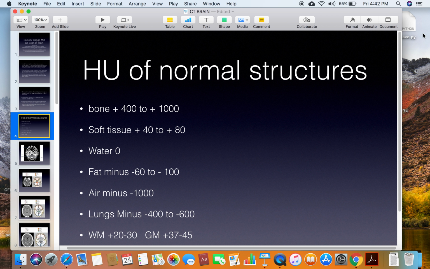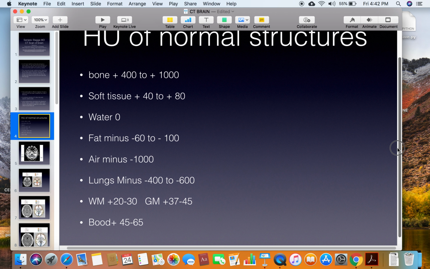And to give you a sense of what the normal structures' density measurements in terms of Hounsfield units are, you can look at this chart. Essentially we take water as 0, and then air is taken as minus 1000, and bone is plus 1000, and then obviously there are other tissues like white matter, gray matter.